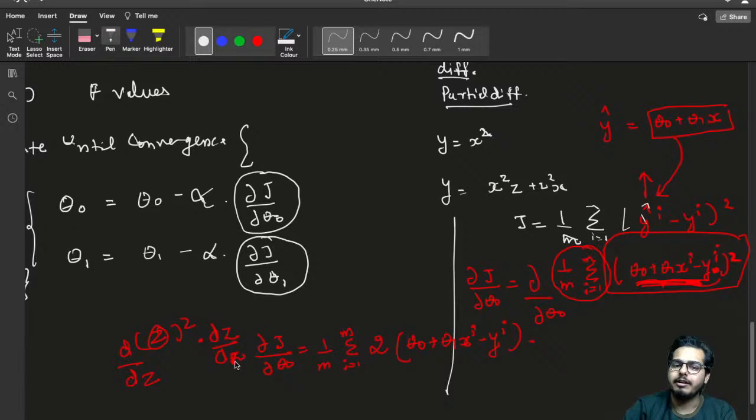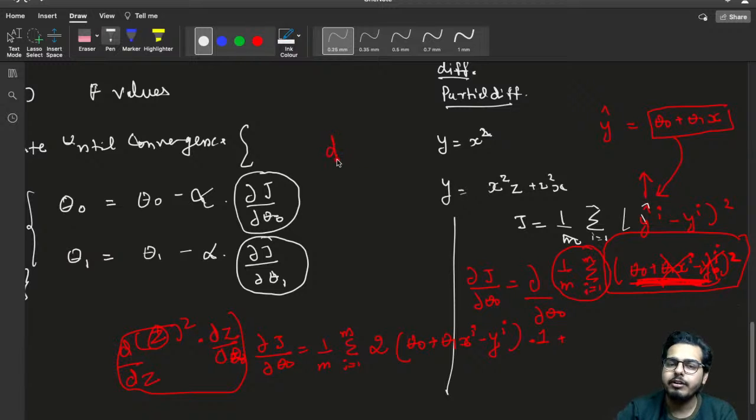Now you take the derivative of theta naught plus theta 1 xi minus yi with respect to theta naught. The derivative of theta naught is just 1. The derivative of theta 1 x is 0. Why? Because there is no theta naught in this, so this will cancel out. And what will be the derivative of yi with respect to theta naught? Again it will be 0, because there is no theta naught.